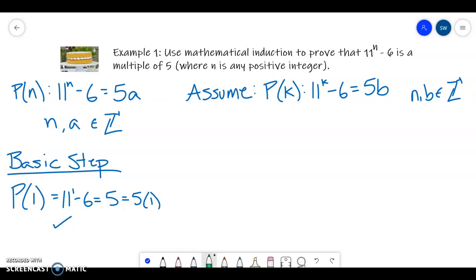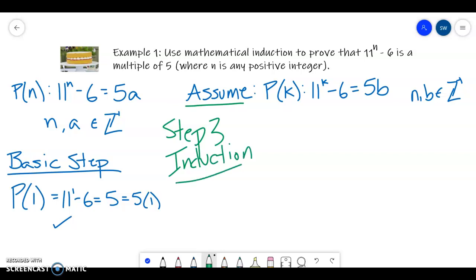All right, our last step is the induction step. It's the most important step, so I'll write step 3, induction. We need to do the k plus 1th term, so that would be equal to 11^(k+1) minus 6. Now we can't just assume that this is equal to some multiple of 5. We're trying to prove it. This is the prove step, so here is where we do a bunch of algebra.